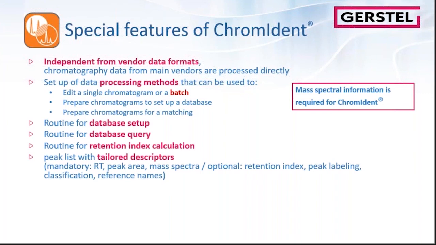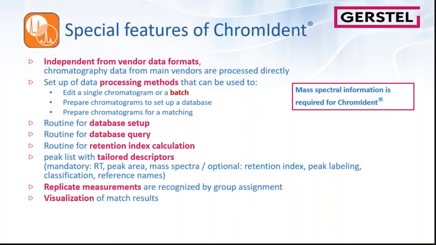The peak lists can be described by more than only retention time and peak areas. We can bring in peak labels or the retention index and also reference names which can be set manually. So peak lists can have tailored descriptors. The software is able to take replicate measurements into account. So also the variance that occurs when doing replicate runs can be taken into account. This is a strong feature because peaks that show a huge variance in, for example, area or area ratios don't have such a strong impact. That's what I want to say here.